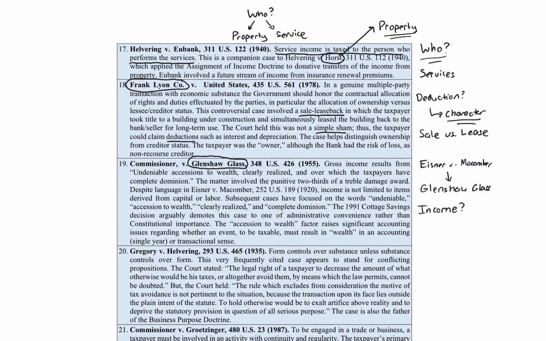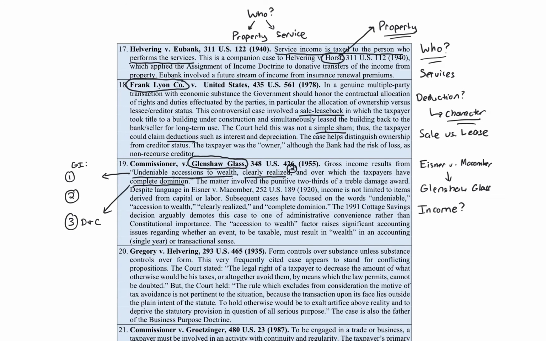Basically, the key language is, gross income results from undeniable accessions to wealth, clearly realized, over which the taxpayers have complete dominion. So what it does is, to have gross income, you need three elements. You need accession to wealth. You need clearly realized, so you need realization, and you need dominion and control. And the courts kind of talk about each of those things.